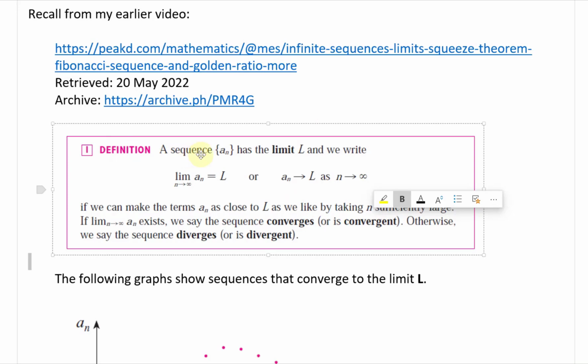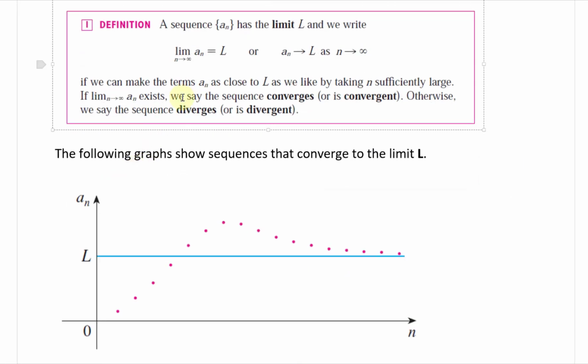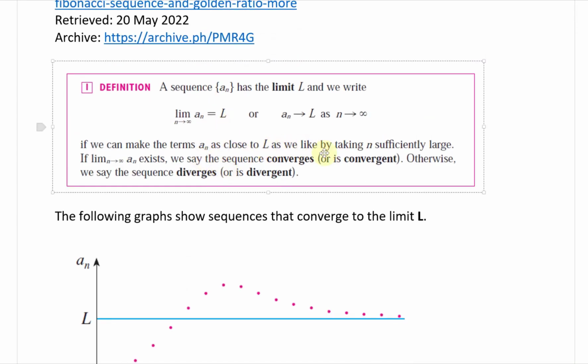So here's the definition. A sequence an, just a list of numbers, has the limit L, and we write the limit as n approaches infinity of an equals L, or an approaches L as n approaches infinity. This is if we can make the terms an as close to L as we like by taking n sufficiently large. If the limit as n approaches infinity of an exists, so it actually approaches a number L, we say the sequence converges or is convergent.